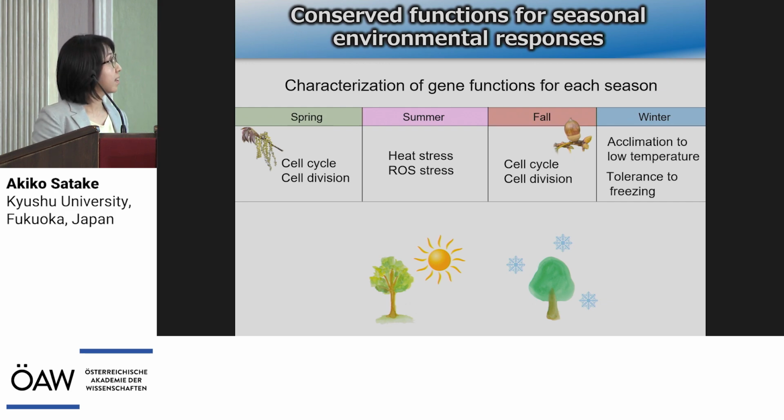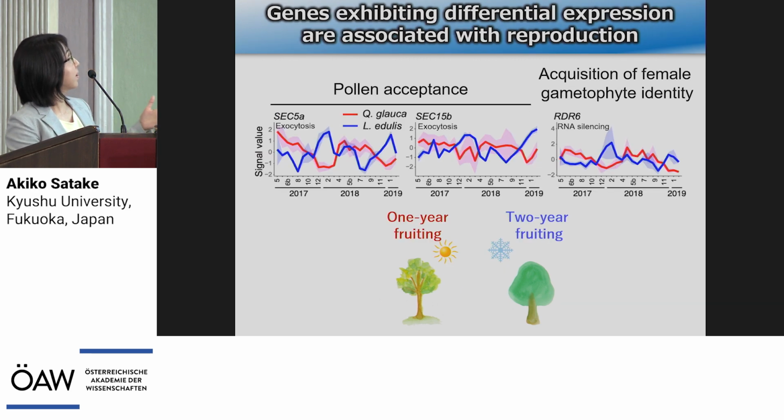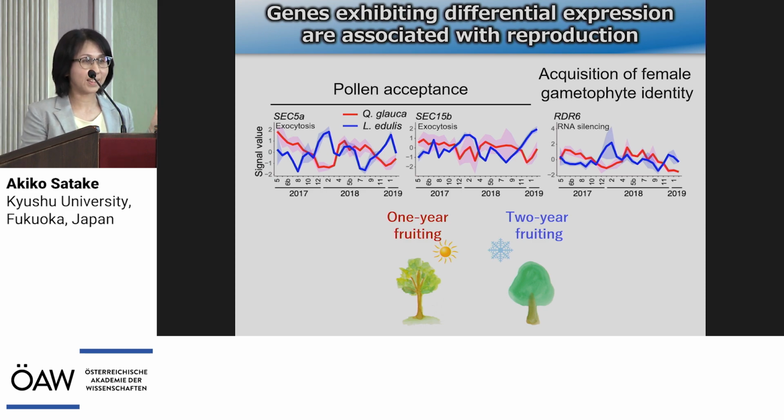And in winter, genes associated with acclimation to low temperature and tolerance to freezing are highly expressed. So this means that the growth and stress responses are necessary for plant survival, regardless of species. So these are very conserved gene expression profiles between species. Okay? So how about the genes exhibiting differential expression between species?